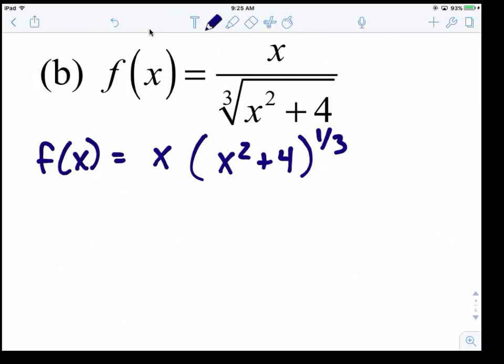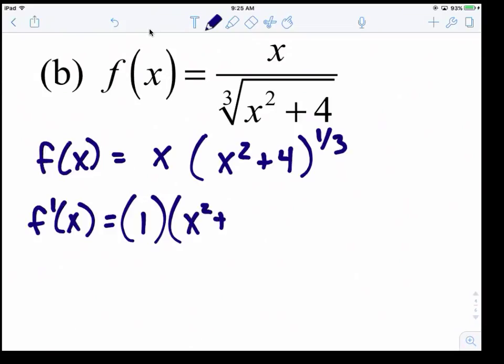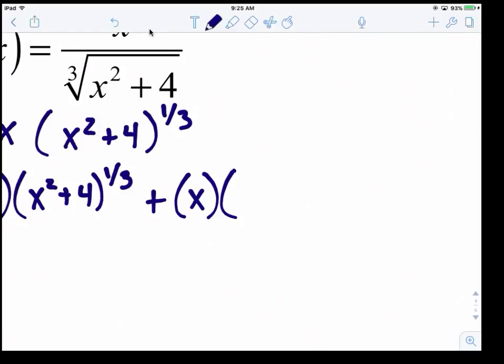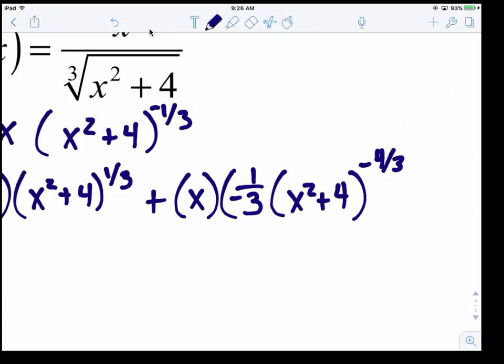Okay, so we got another product rule. So derivative of the first times the second plus the first derivative of the second, which would be what? It is negative. Okay. So that's negative. To the, if you subtract 1, that's going to be negative 4/3, right? Times derivative of the inside, which would be 2x.